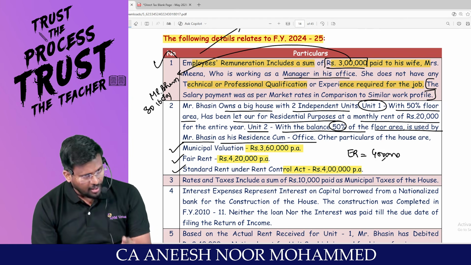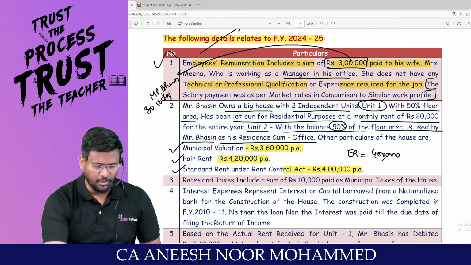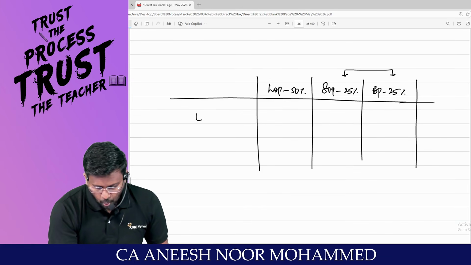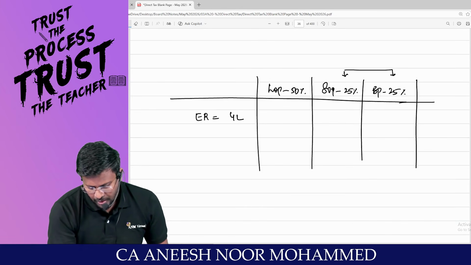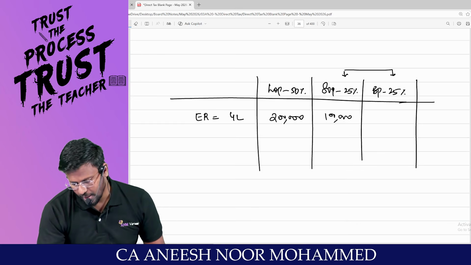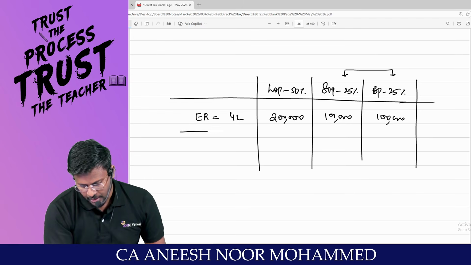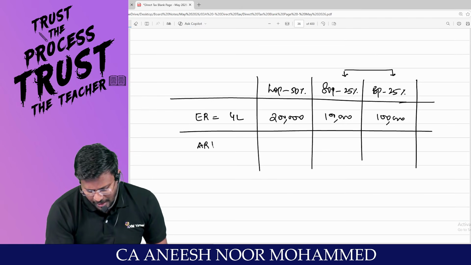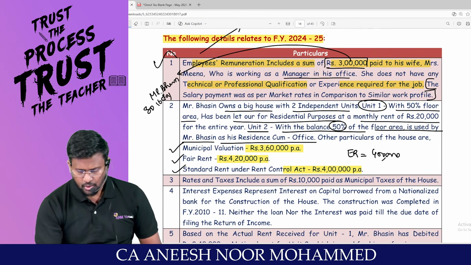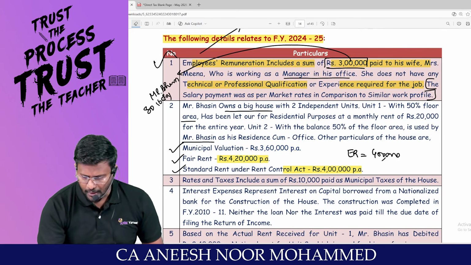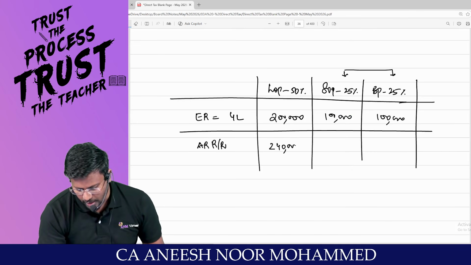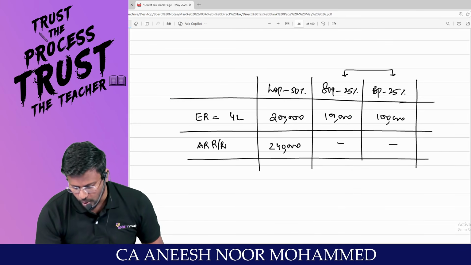Expected rent or actual rent received or receivable, whichever is higher. We have the expected rent. Am I right? What is the total expected rent? On that 50%, 2 lakh, then 1 lakh and 1 lakh. Am I right with my calculation? Now, actual rent received or receivable. What is the monthly rent? 20,000. So, 20,000 into 12, 2,40,000 rupees. For the let out portion only, that 2,40,000 will come. Others, it will be dash.